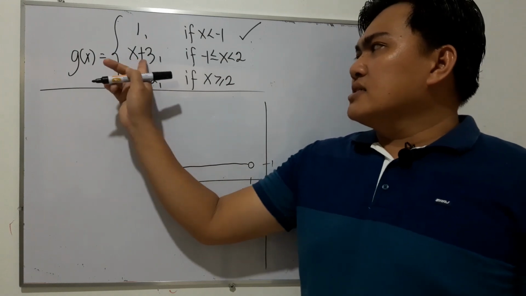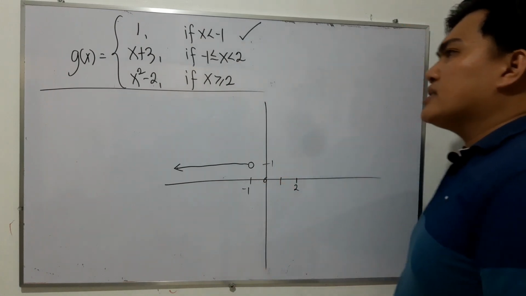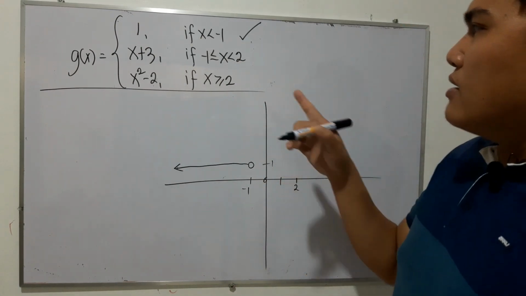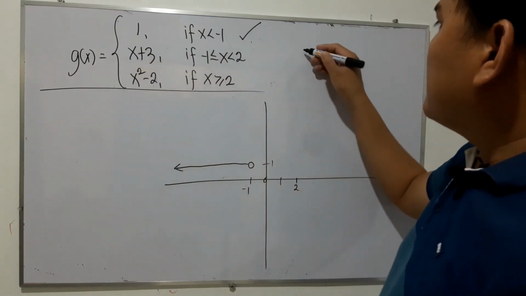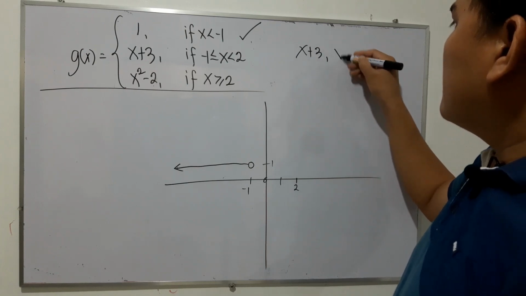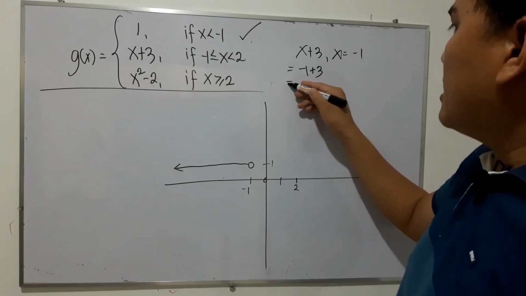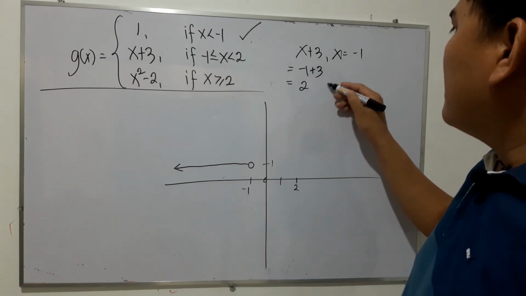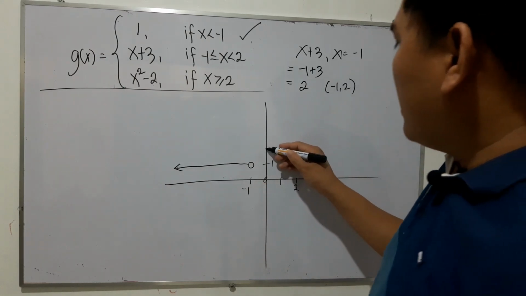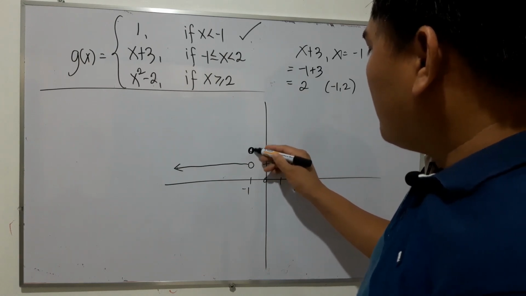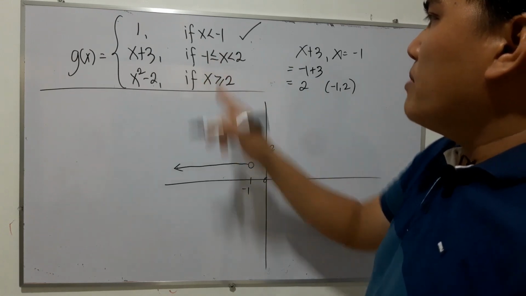This is a linear function, so this part is a line. We are expecting a line, so we only need 2 points. So we better use the endpoints. If x is negative 1, x plus 3 is equal to negative 1 plus 3, so that is 2. So we have the point negative 1, 2. We should have a solid circle there because this indicates that negative 1 is part of the domain here.